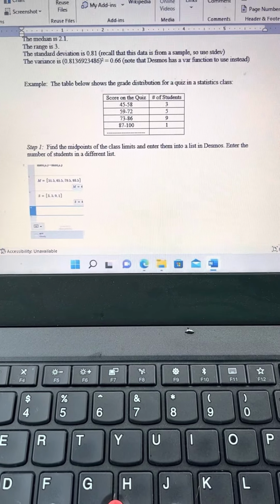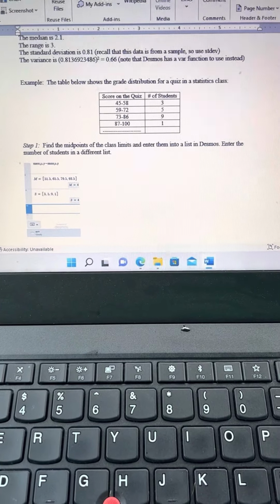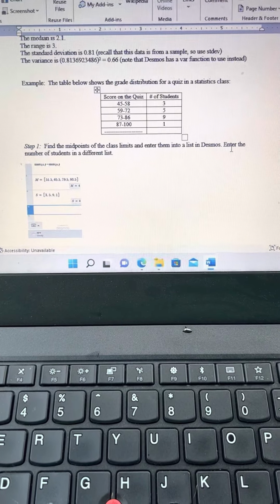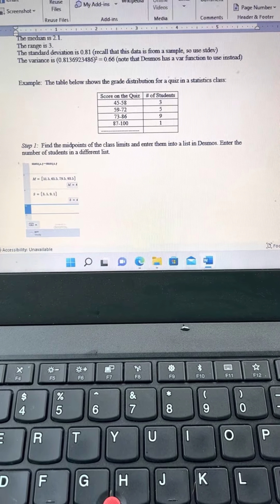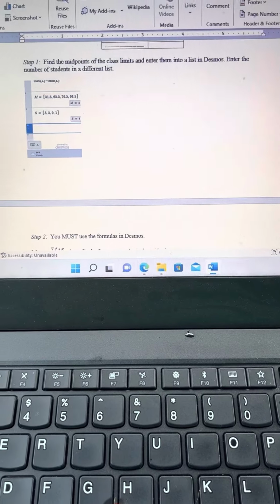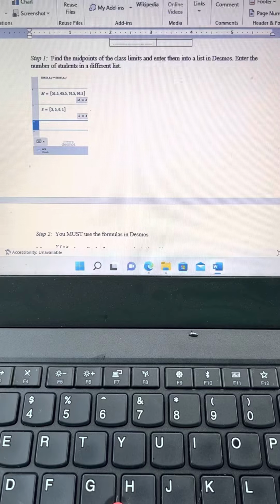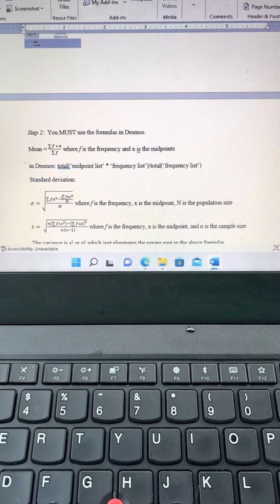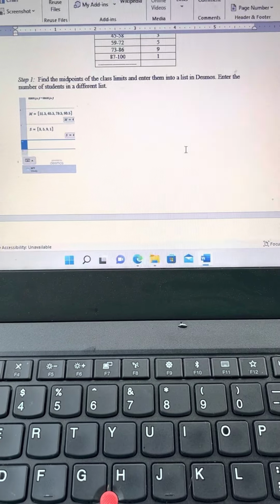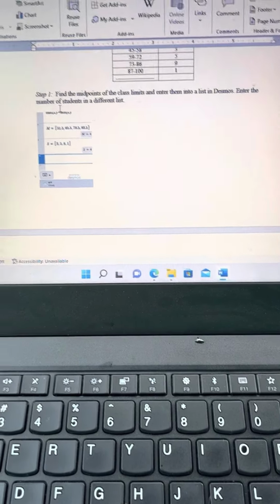For a frequency distribution, though, just like in the video that I mentioned, I don't know how to do it with a frequency distribution except by using the formulas, and they're kind of ugly. So if you don't want to use Desmos for this and you do not have a calculator, I've got another option for you. It's at the bottom of this document. So I'm just going to quickly talk about this, and then I'll show you that.